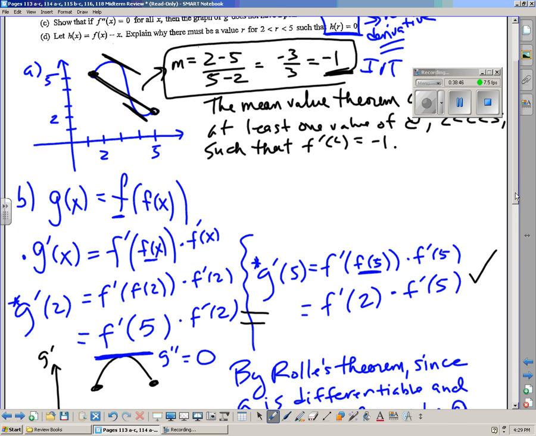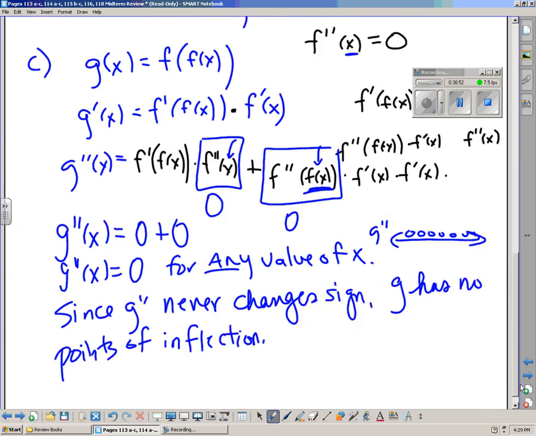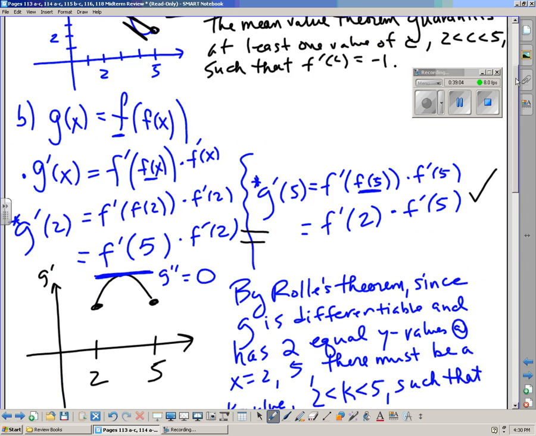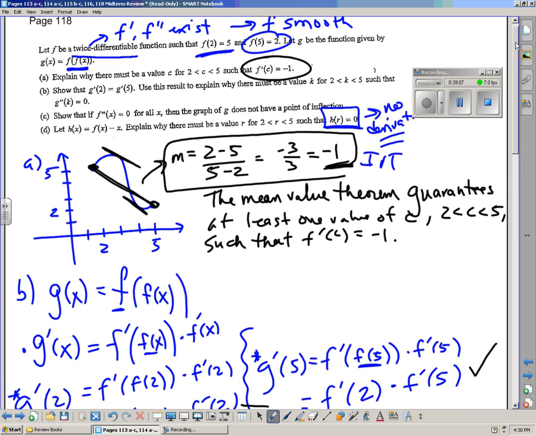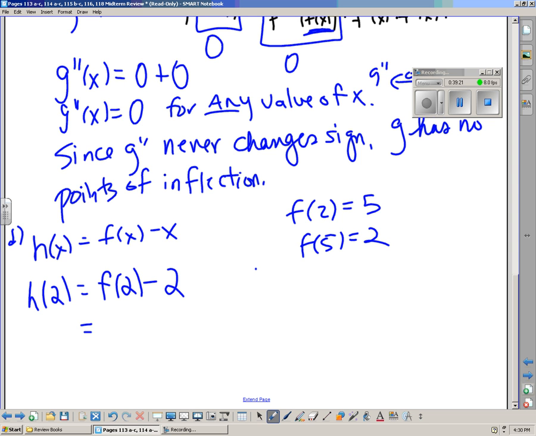Part D, h of x is f of x minus x. And now they told us two values. They said that at the beginning f of 2 was 5 and f of 5 was 2. Let me use that to our advantage here. If we want to evaluate h of 2, it would be f of 2 minus 2. Well, f of 2 is 5, and 5 minus 2 is 3. So h of 2 is 3.